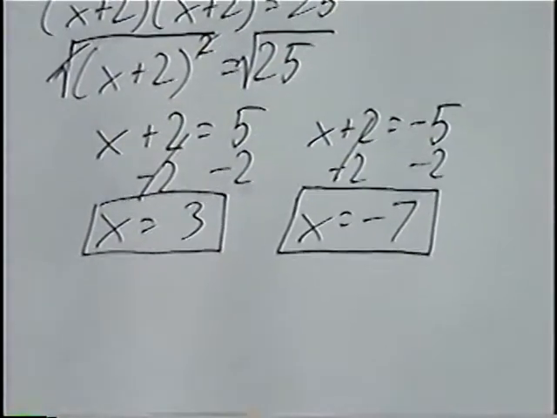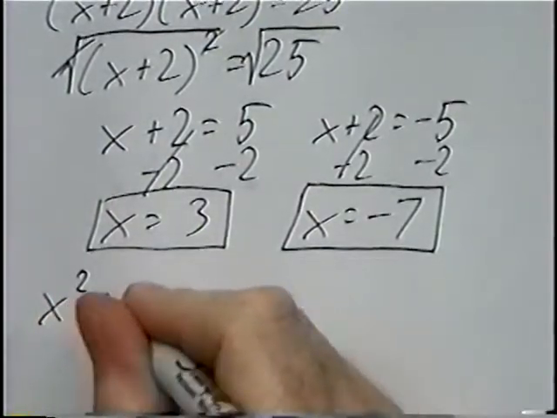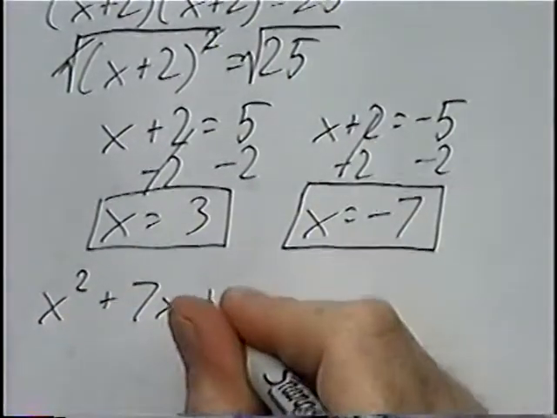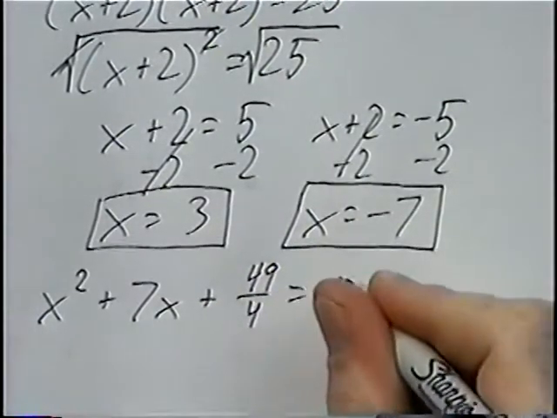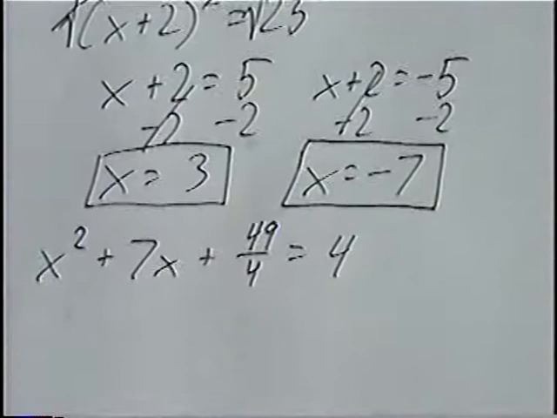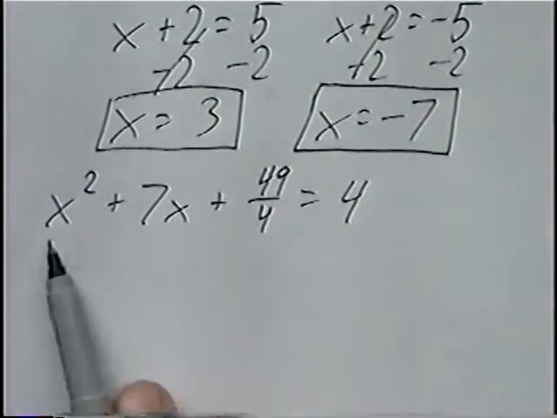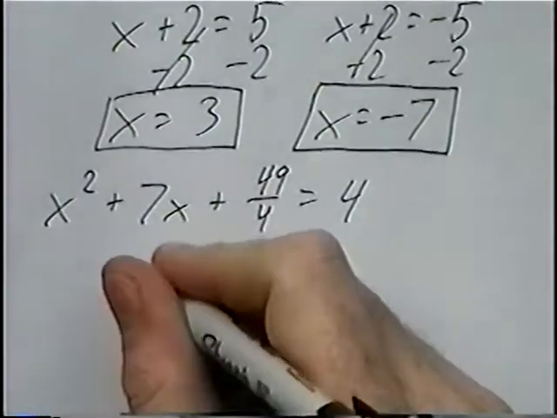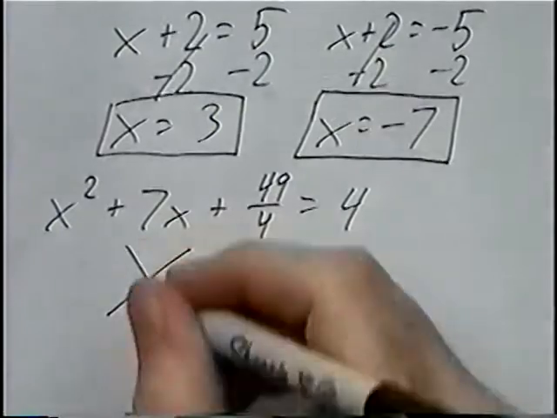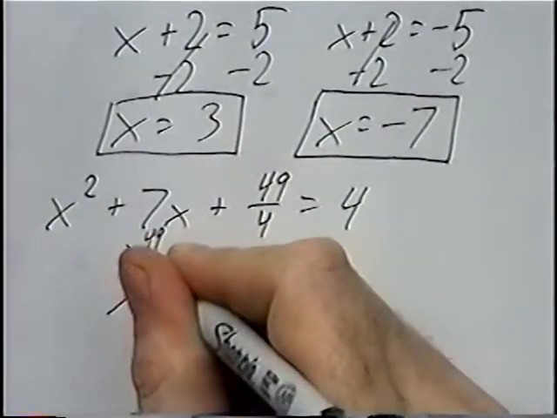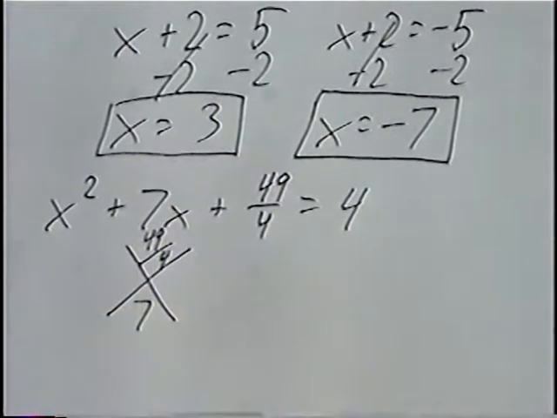Second question, and last question for the section. X squared plus 7x plus 49 over 4 equals 4. Solving the left-hand side, again, this is a factorable polynomial we can factor. If you want to, you can use the diamond method. The top number that we're multiplying to is 49 over 4, and the number I have to add to is 7.